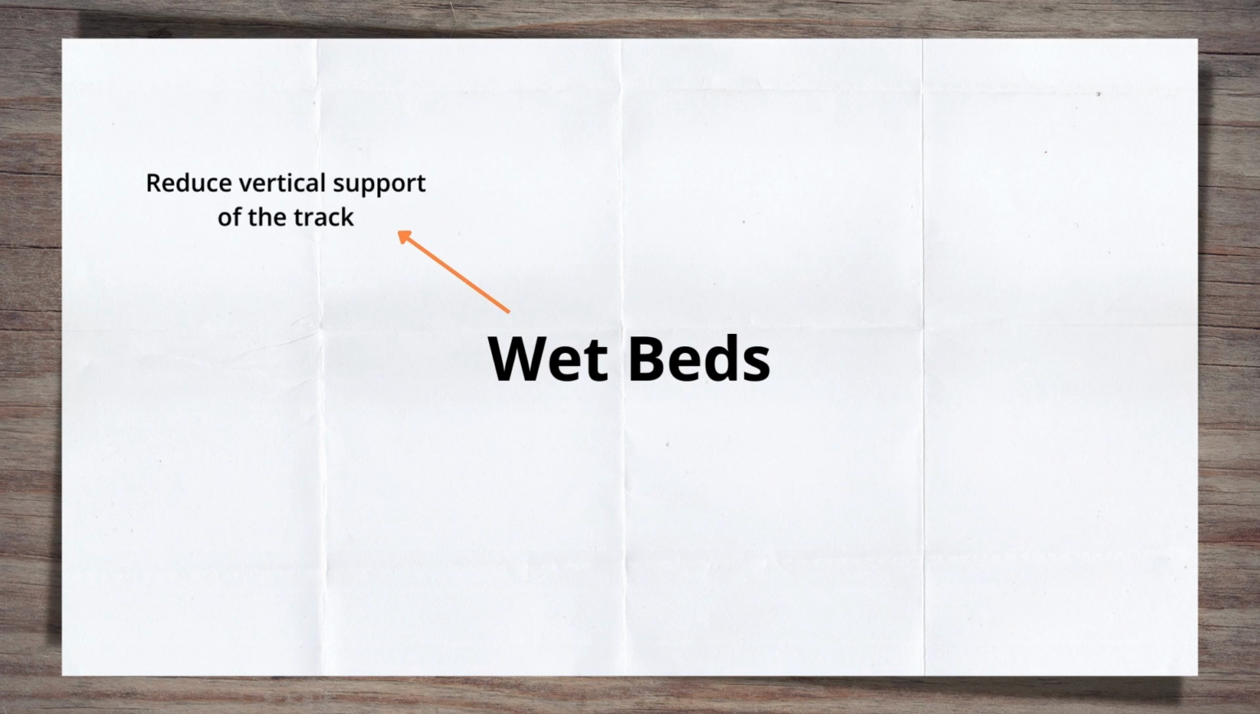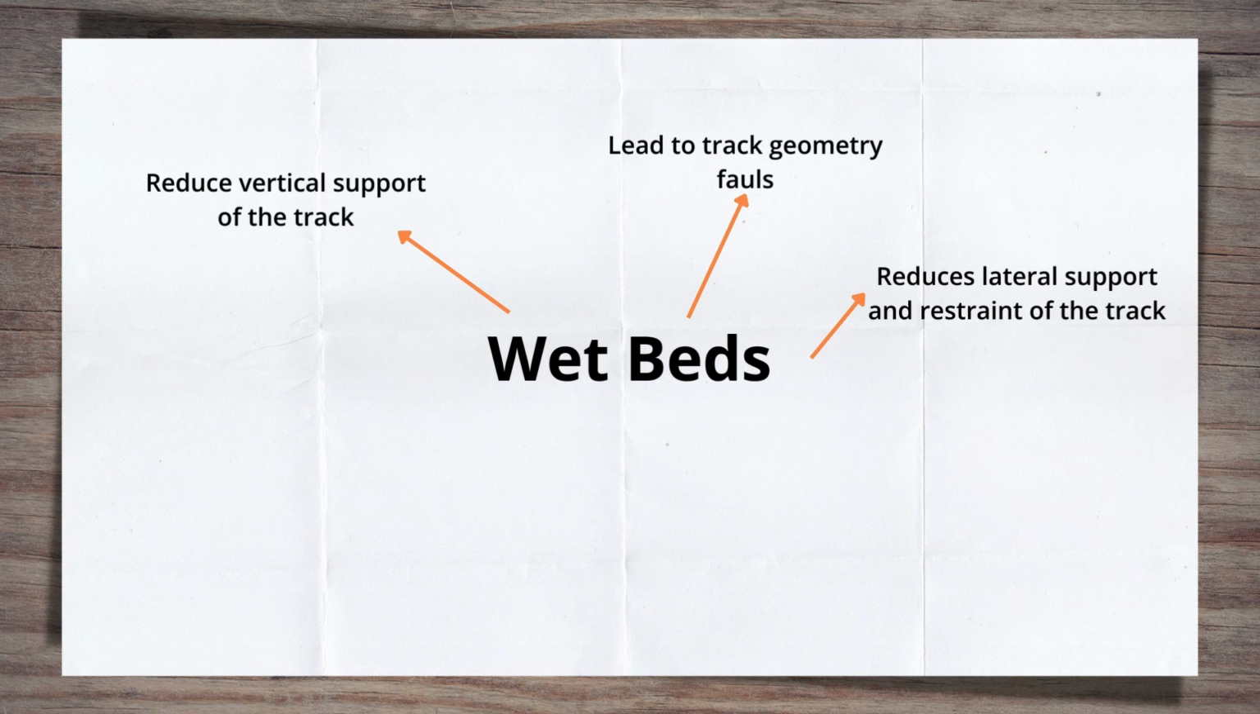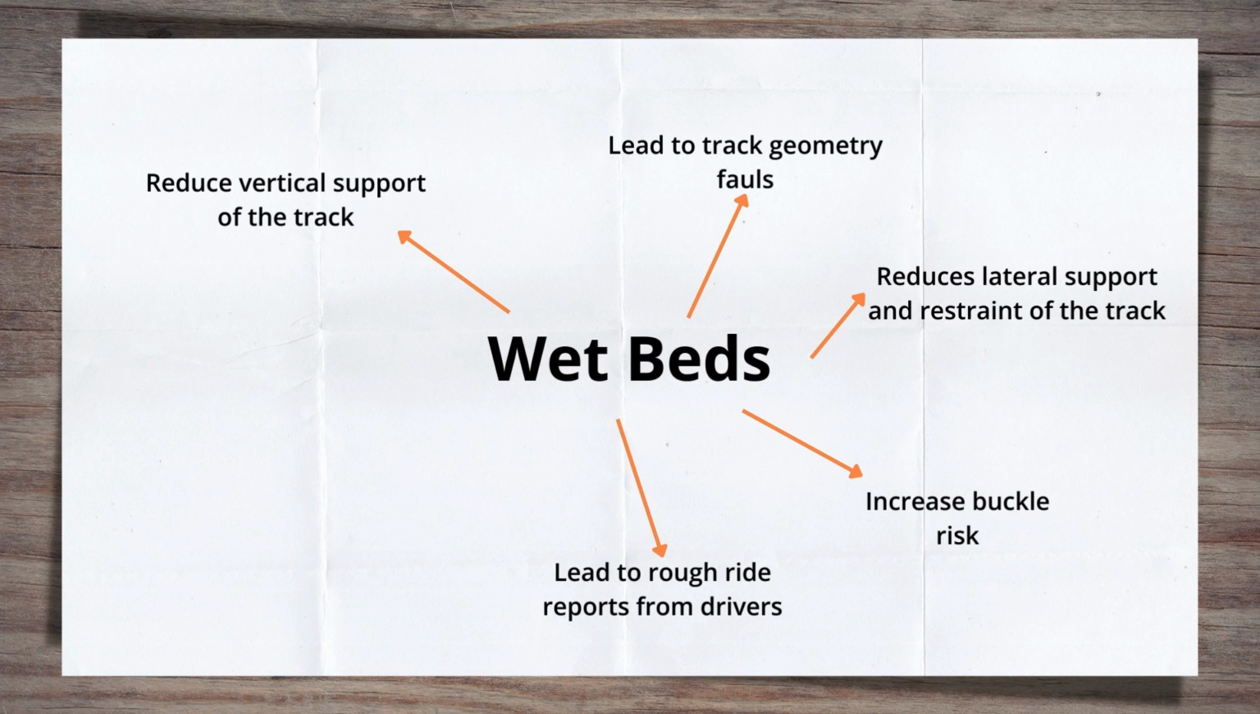Wet beds reduce the vertical support to the track, lead to track geometry faults such as dips, twists or cyclic top. They reduce the lateral support of the track, reducing its resistance to lateral forces such as thermal forces. This in turn increases the likelihood of buckles. It can lead to reports of bangs or rough rides from train drivers travelling over that section of track.